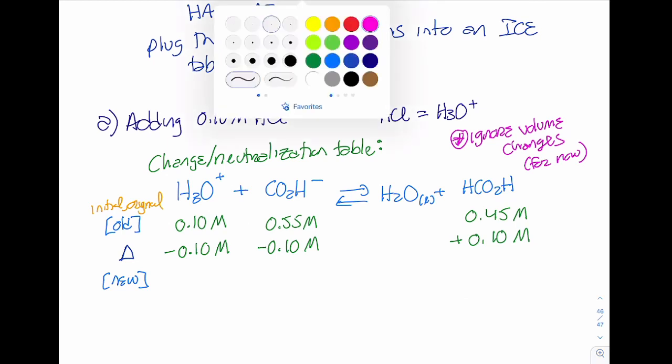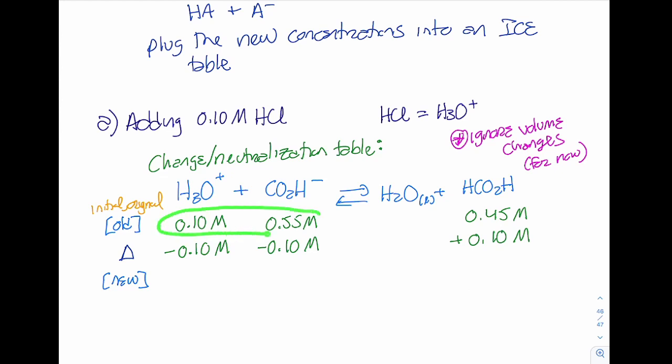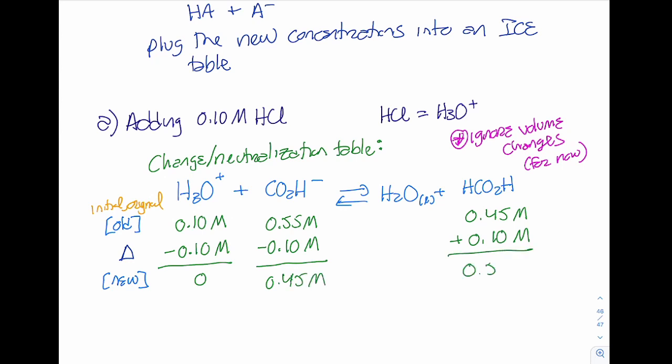So kind of back to this again. I'm going to look at my two reactant concentrations. I'm going to take the one that's smaller. I'm going to subtract it from both reactants. I'm going to add it to the product side. And then to get those new concentrations, we're literally just going to do that math. This is going to 0, right? We've neutralized all of it, so 0. This is now 0.45 molar, and this is now 0.55 molar. So those are my new concentrations.